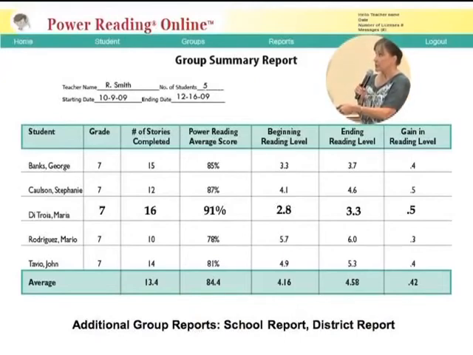It's going to take Maria. These kids are all in 7th grade. She finished 16 stories in this 2-month time frame. Her average reading score is 91%. Her beginning reading level was 2.8. Her ending reading level is 3.3, so she made a gain of 0.5 during that time frame.